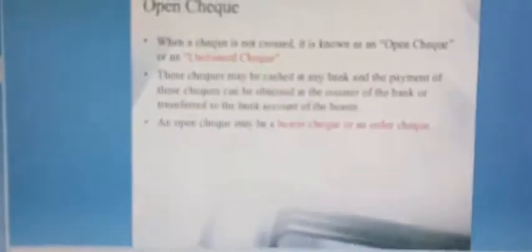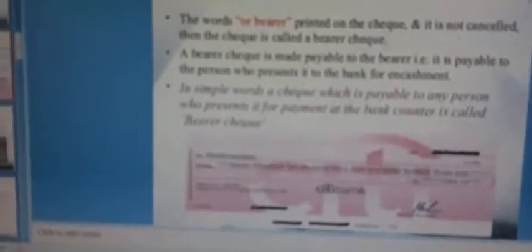Next one, different types of check: bearer check, order check, open check, cross check, antedated check, post dated check, stale check, and mutilated check. Now we can see what we mean by the bearer check. The bearer check means the word bearer is printed on the check. That is very, very important. If it is not cancelled, then the check is called a bearer check. The word bearer should be there on the check.